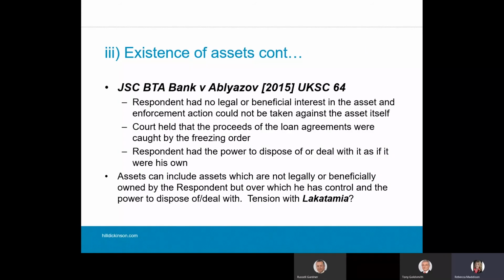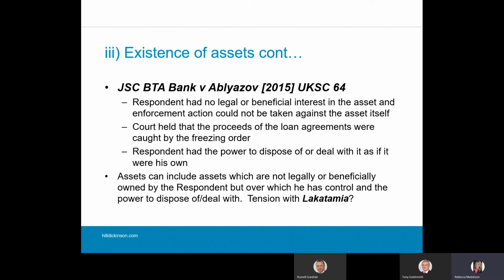However, following the Lakatamia decision, the Supreme Court in JSC Bank and Ablyazov in 2015 had to consider whether the right to draw down under a loan agreement was caught by the terms of the freezing order. The respondent had no legal or beneficial interest in the loan agreement, and therefore no enforcement measures could be taken against the asset itself. The Supreme Court decided that the proceeds of the loan agreements were caught by the freezing order on the basis that the respondent had the power, directly or indirectly, to dispose of or deal with as if it were his own.